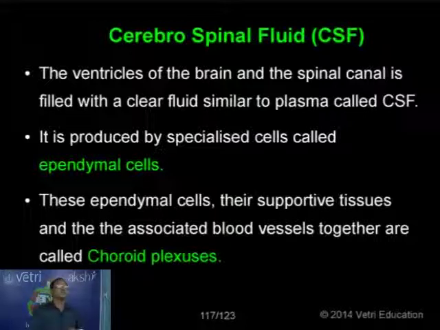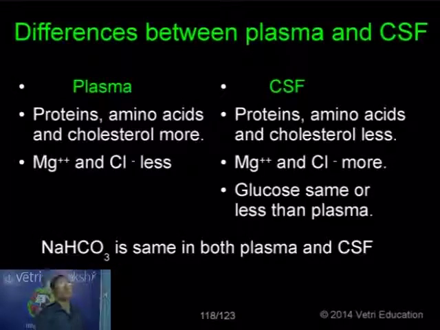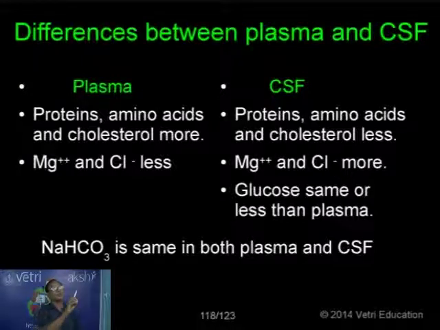Now these ependymal cells are present in the roof of the ventricles. The ependymal cells, along with their supporting tissues and also the blood capillaries, together form a complex structure called the choroid plexus. We have the anterior choroid plexus and posterior choroid plexus. They actually secrete the plasma into the cerebral cavities, and that forms what is known as cerebrospinal fluid. So the CSF is secreted by ependymal cells.